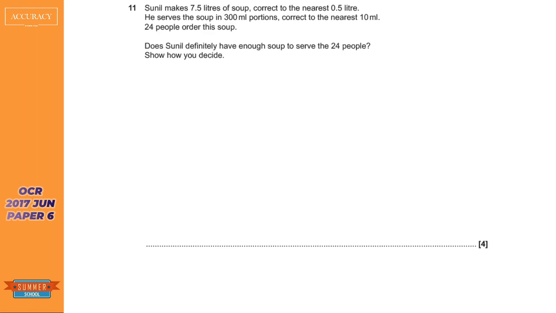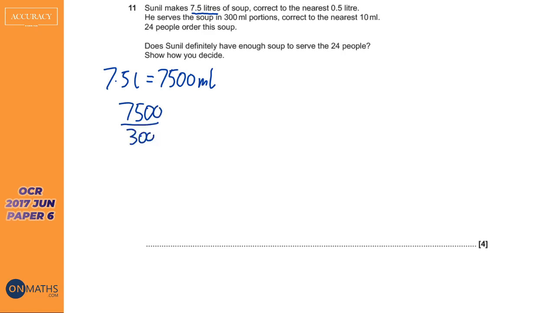So we've got 7.5 litres of soup, and the soup is in 300 millilitre portions. My instinct first of all is to convert this into millilitres, so we're using the same unit. So 7.5 litres, we're going to times it by 1,000, so it'd be 7,500 millilitres. Okay, now that's how much we've got, and each portion is 300. So the calculation we'll be doing is 7,500 divided by 300.